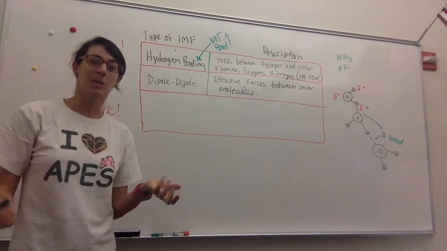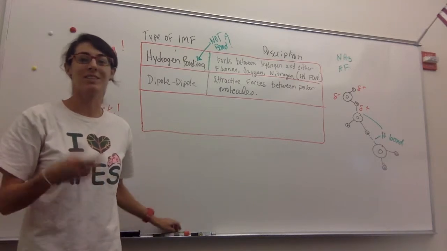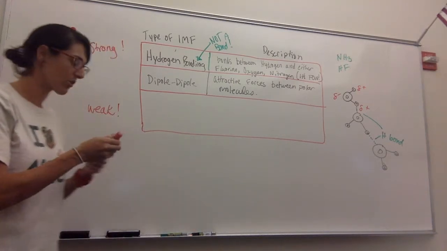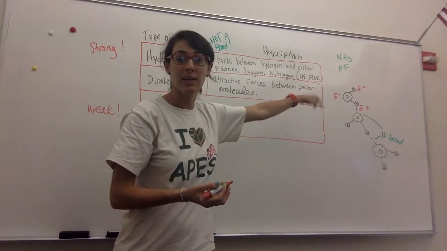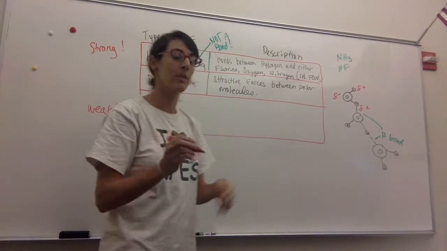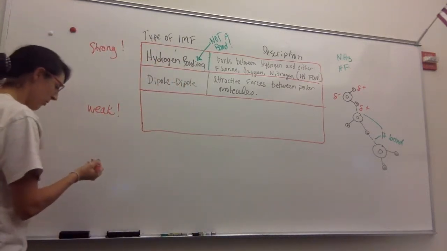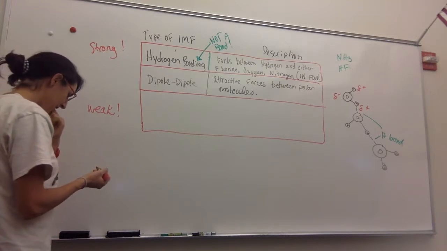So what's an example of a polar molecule? Well, it's any molecule that's going to have one side that's a little bit stronger than the other side. Technically, hydrogen bonding is a type of dipole-dipole force, but since it's so much stronger, we give it its own name. But I'm going to think of a different type of polar molecule. Let me think about, I don't know.